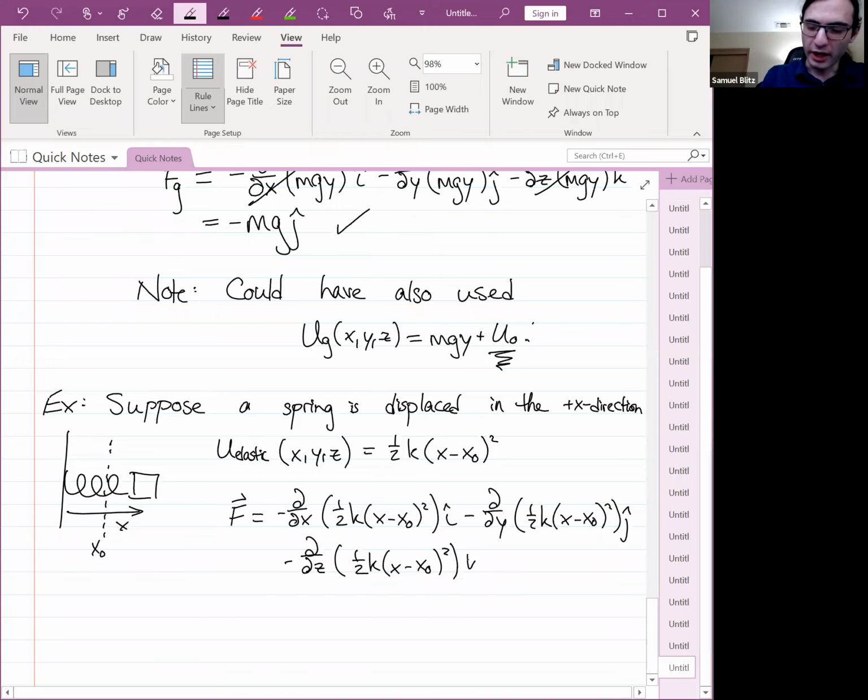So right away, you should see that there's no y in this term. So the derivative here goes to 0, because it's just like taking the derivative of a constant.